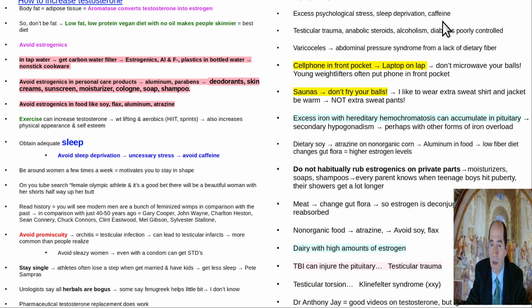Excessive stress. We talked about stress. Okay, we talked about that. Testicular trauma. Yeah, you don't want to do anything with testicular trauma. That can also injure your testicles, infarct the testicle. You can get intratesticular hematoma that can cause a localized infarction, partial infarction of a testicle.